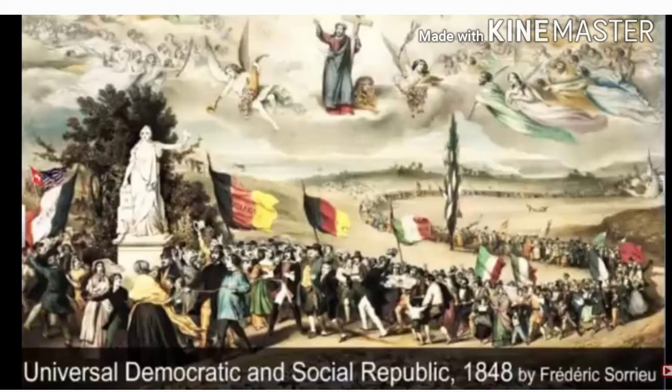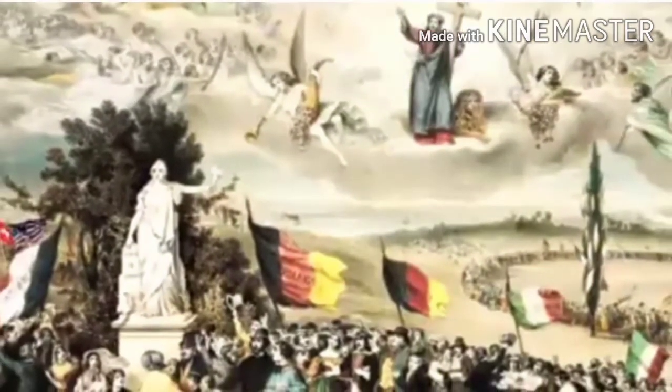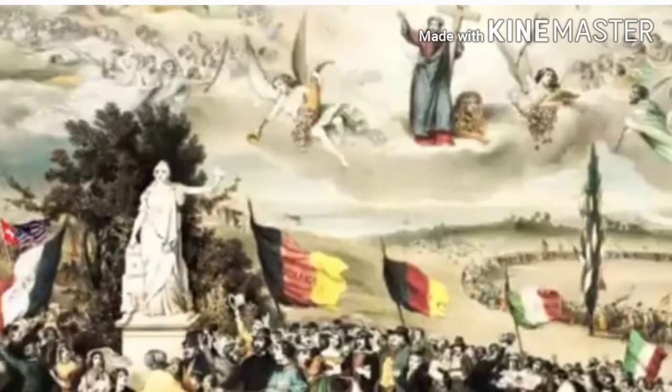In this figure, you can see the Statue of Liberty. Can you see the Statue of Liberty? In this picture, the artist personified liberty as a female figure, as in the French Revolution, and she holds a charter of rights of man in one hand and a torch of enlightenment in the other hand. What does she hold here? A charter of rights of man in one hand and a torch of enlightenment in the other.